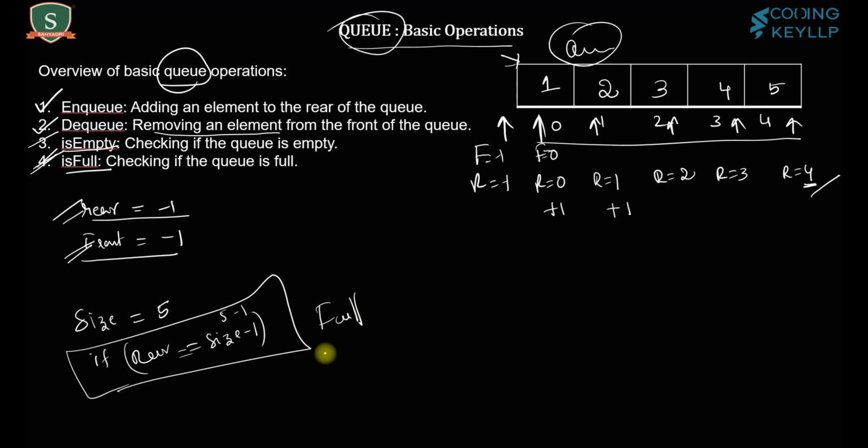Now how do we delete, or how do you dequeue, an element from the queue? The moment I am dequeuing, we will be dequeuing the element that is at the front. Now the front value gets updated to 1. So we are moving the front value.